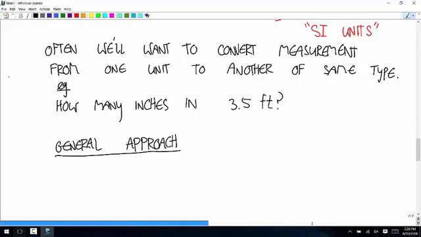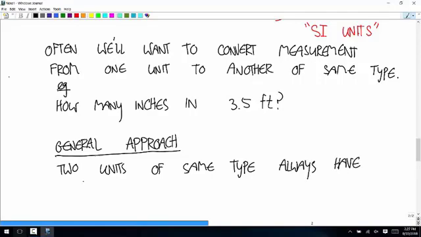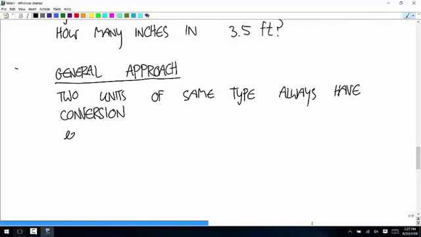Okay, so between two units of the same type, there's always going to be a conversion factor that you're going to have access to. So 2 units of the same type always have a conversion. So in the example I gave above, we know that 12 inches is equal to 1 foot. And that produces 2, what I'm going to call conversion factors.